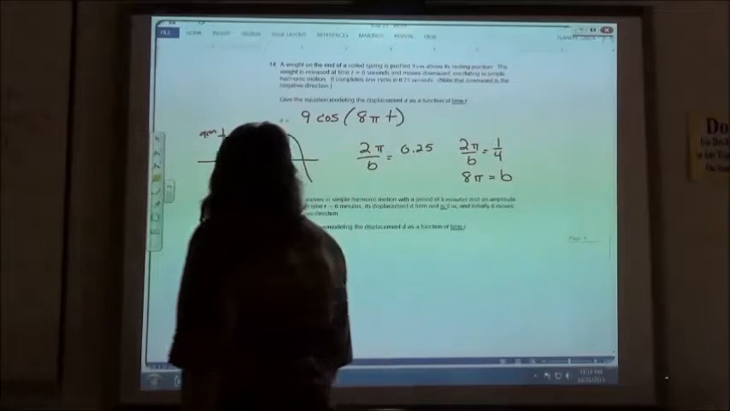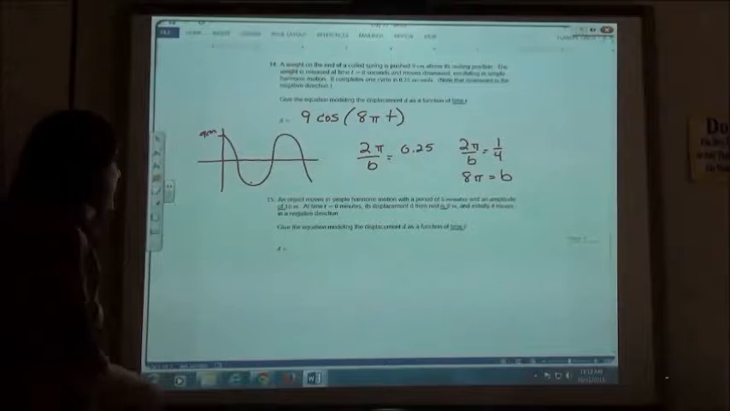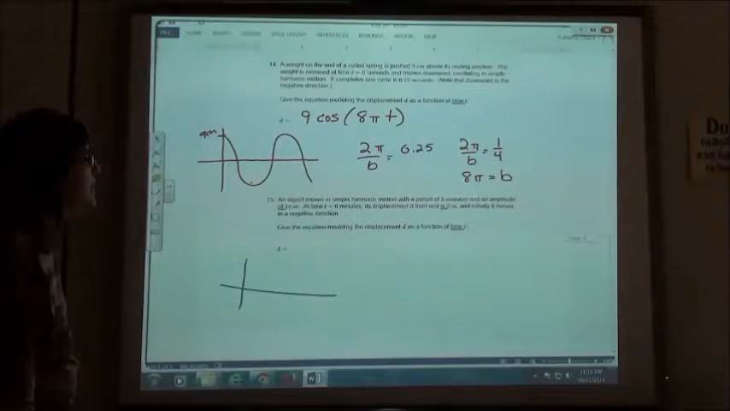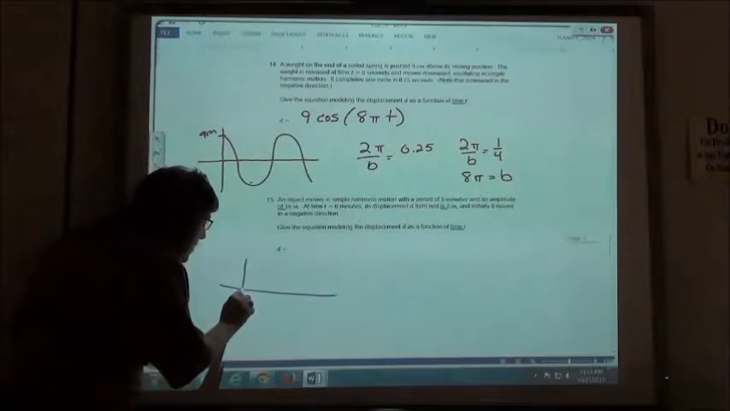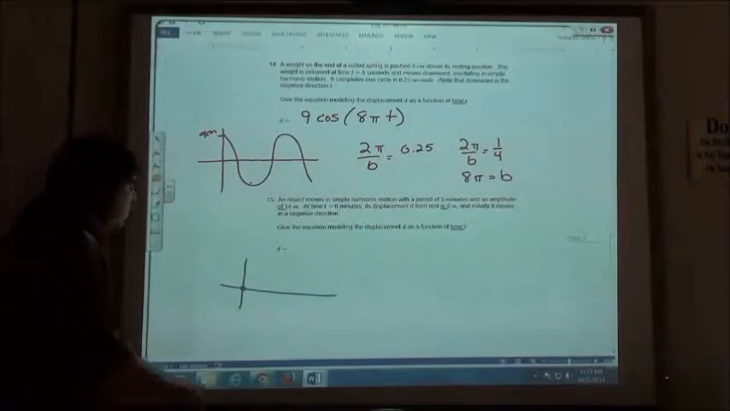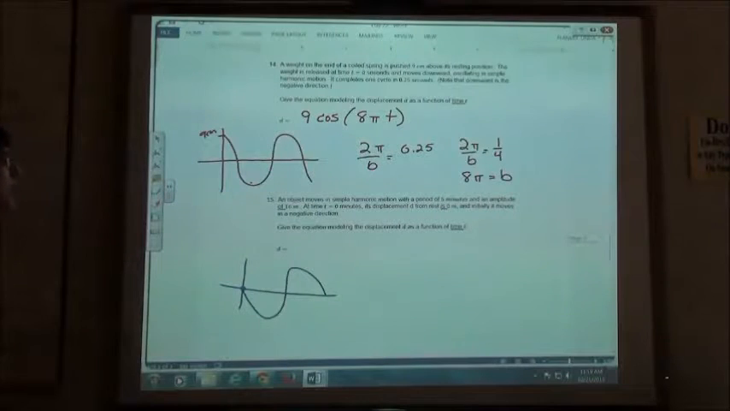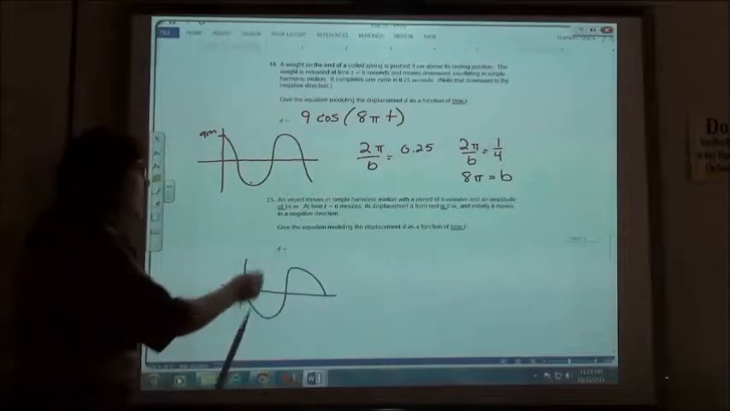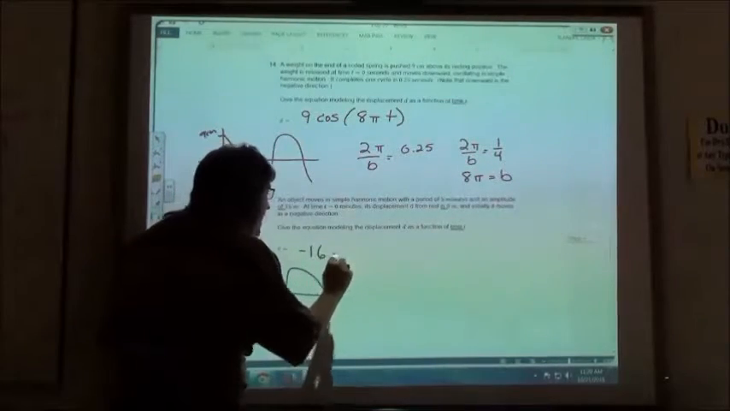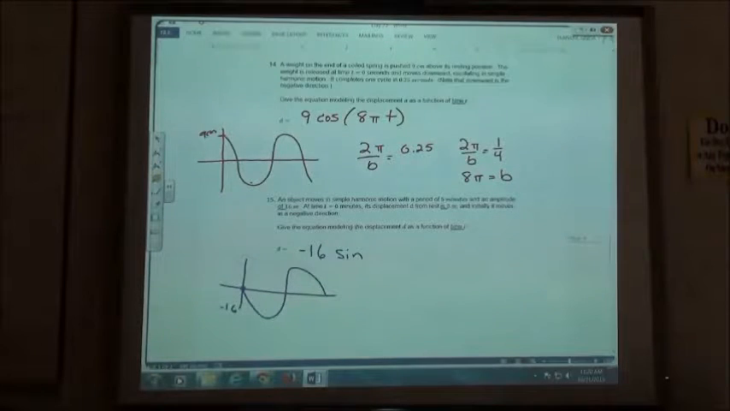Number 15 says an object moves in simple harmonic motion with a period of 5 minutes and an amplitude of 16 meters. At time t equals 0 minutes, its displacement is 0 meters. So again, this one's saying it's starting at 0, 0. It initially moves in the negative direction, so it's going to go down first and do my sine curve going in the negative direction first. My amplitude is 16. So I'm going to have negative 16 times my sine, since I have my sine curve.